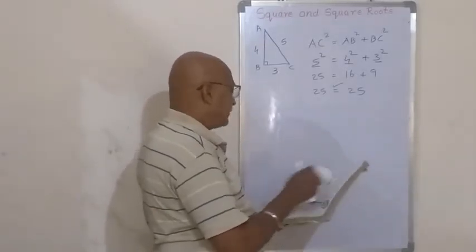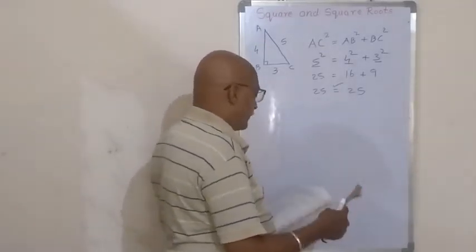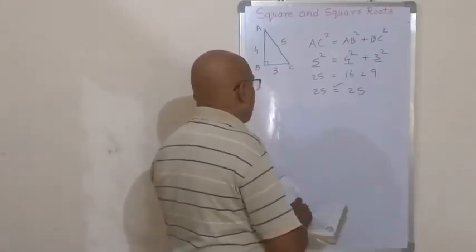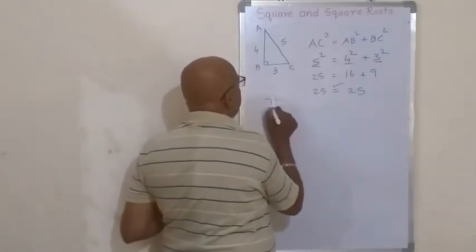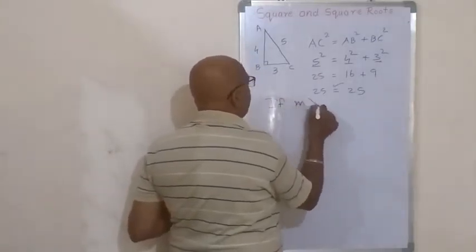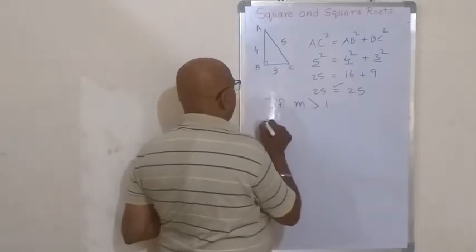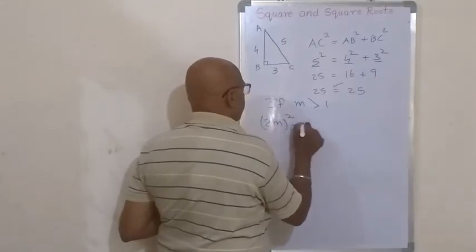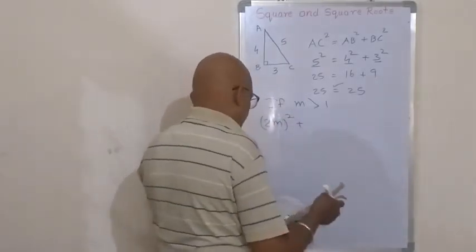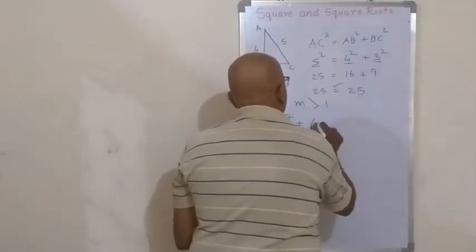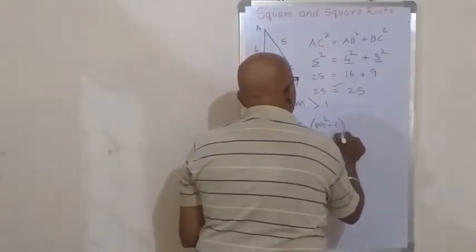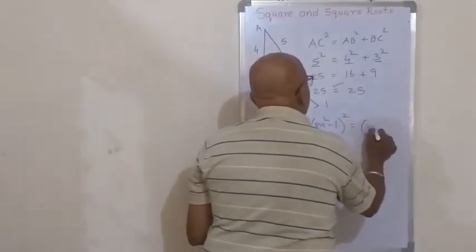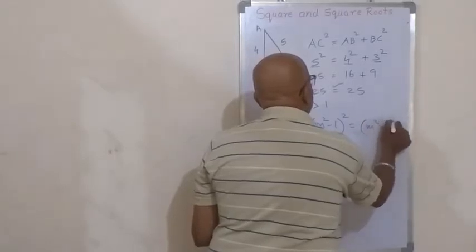For that, one specific formula is there. That formula I will write here. When m is greater than 1, then we have one formula: 2m square plus m square minus 1 whole square is always equal to m square plus 1 whole square.